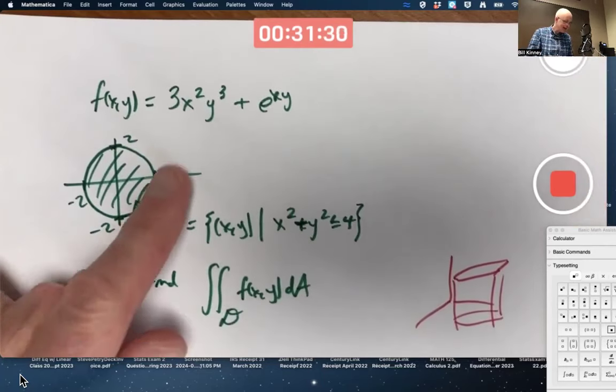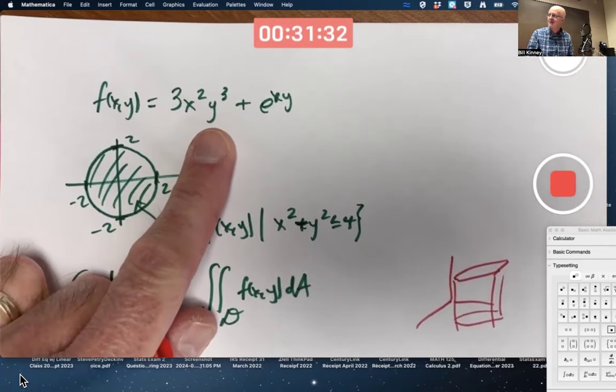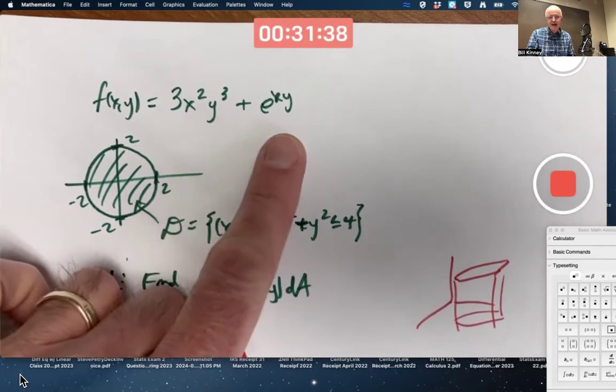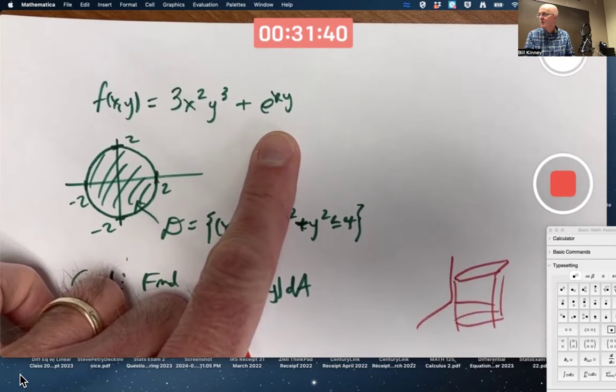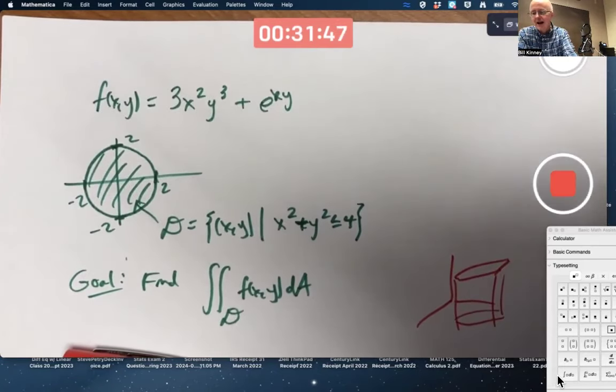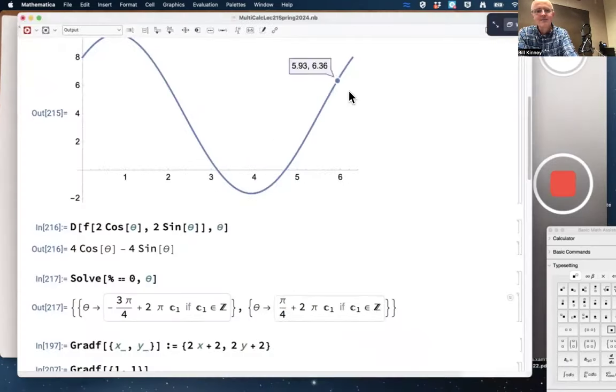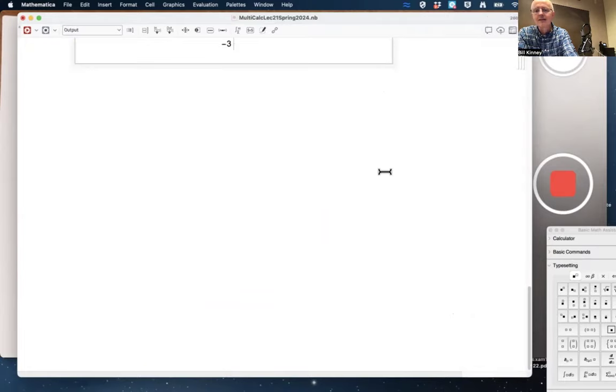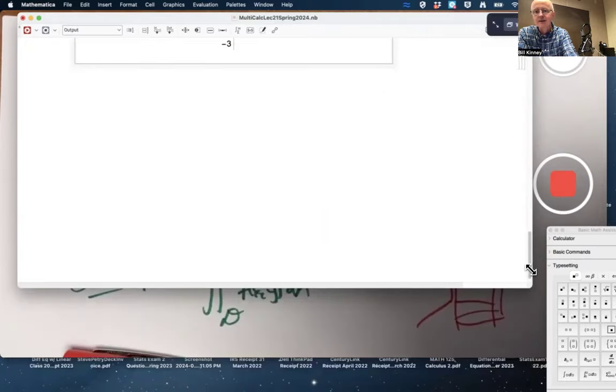This function, I did make it so that the graph probably does go negative, perhaps, because of the y cubed. When y is negative, that'll be negative. I mean, maybe this will be compensated by the e to the xy to not be negative. I'm not sure. Let's just see. I made it hard enough that probably it's not really possible to do this integral by hand, but I'm just illustrating concepts here.